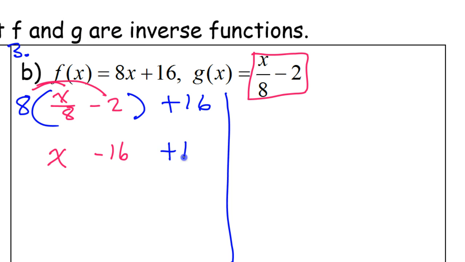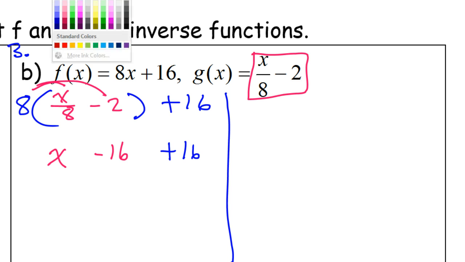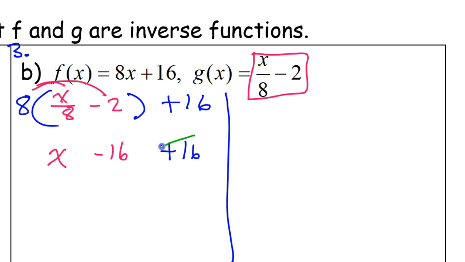Alright, then I'll have the positive 16. So these will cancel each other out. And you just get x. So far so good. But now I need to take function f and plug it into function g.